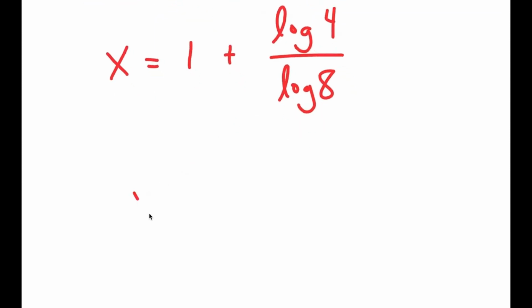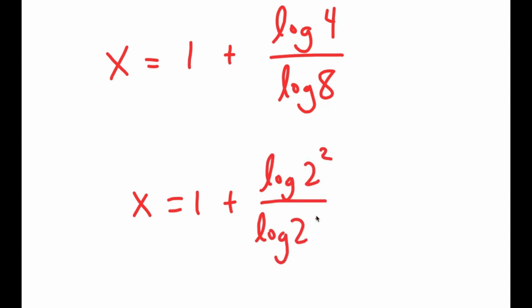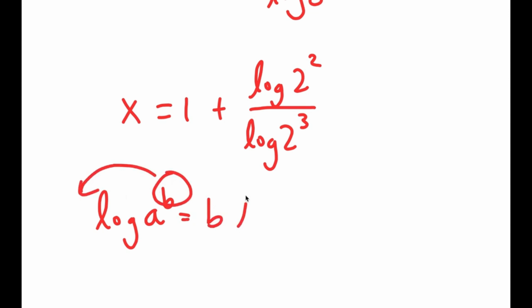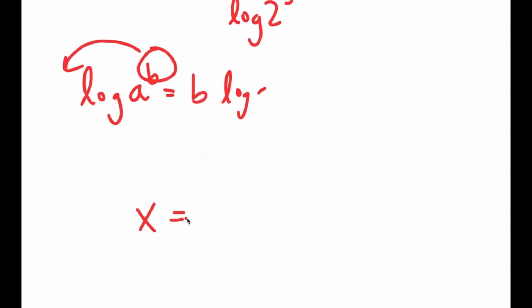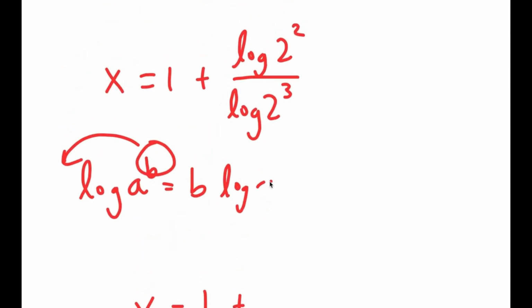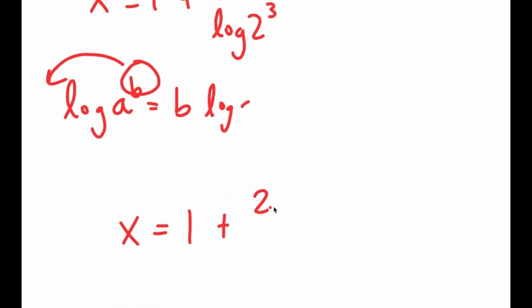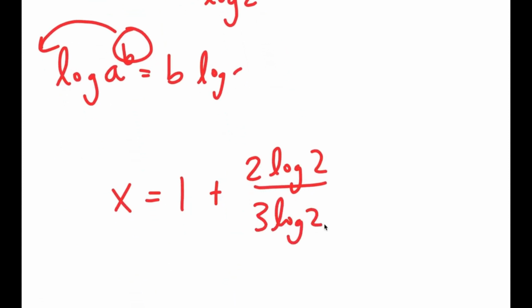Now, log of 4 is the same thing as log of 2 squared, and log of 8 is the same thing as log of 2 to the power of 3. So now if I have something in the form log of a to the power of b, again, I can move b to the front, so it's going to be b times log a. So that's exactly what I'm going to do with both of these. So I get x is equal to 1 plus, I can move the 2 to the front. So 2 times log 2 over the same thing with 3, so 3 times log 2.